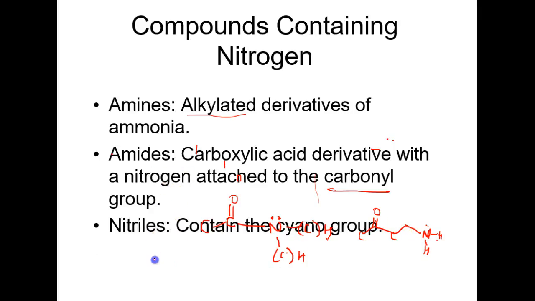Nitriles are C triple bond N. That is a nitrile with a lone pair on it. And you have another carbon here. That's a nitrile, that group.